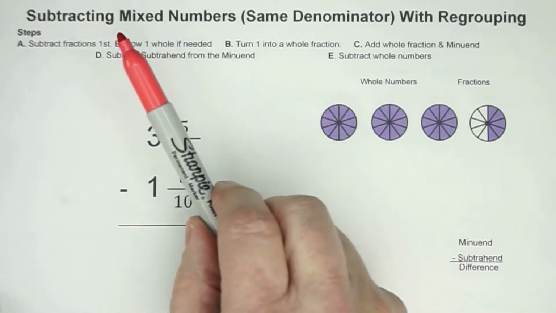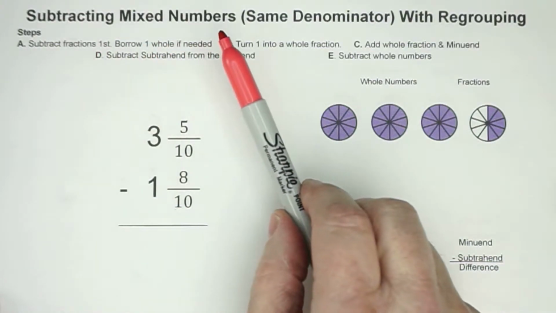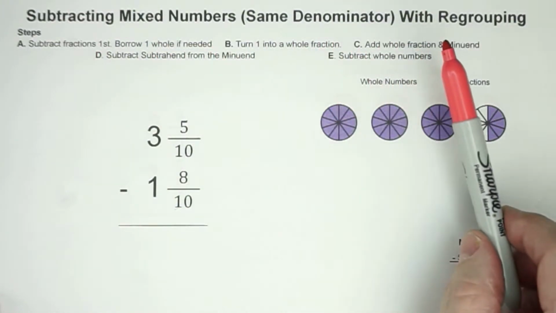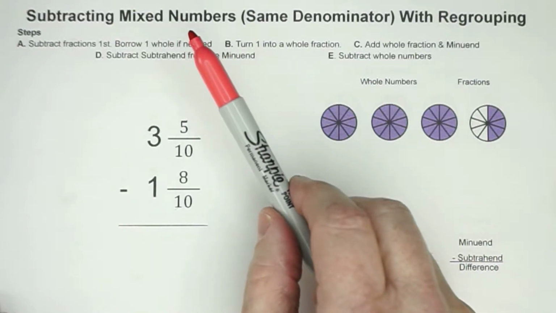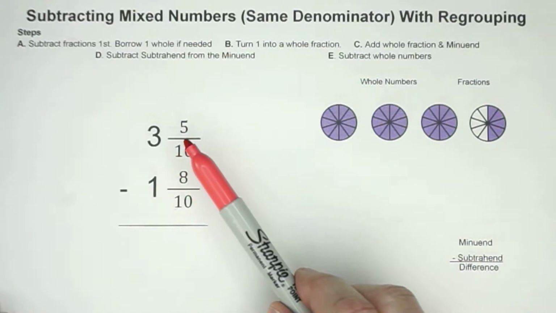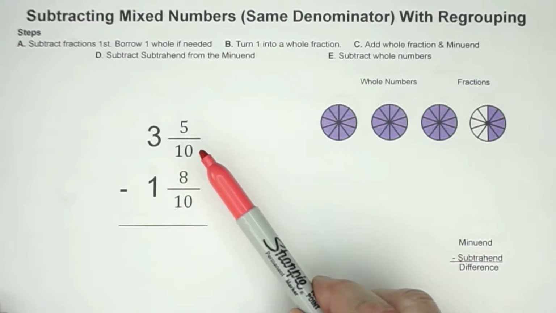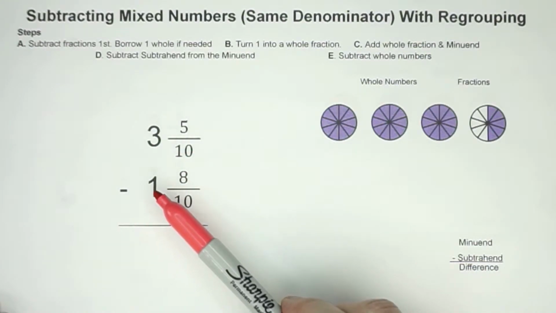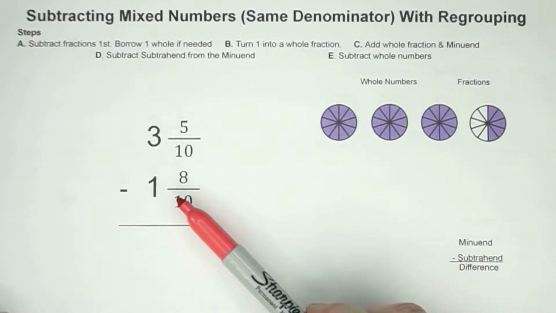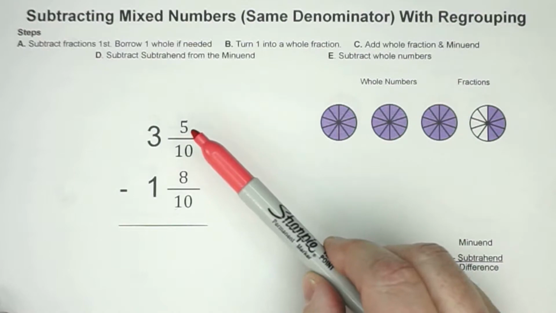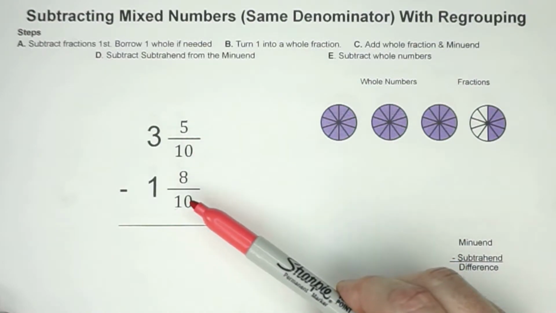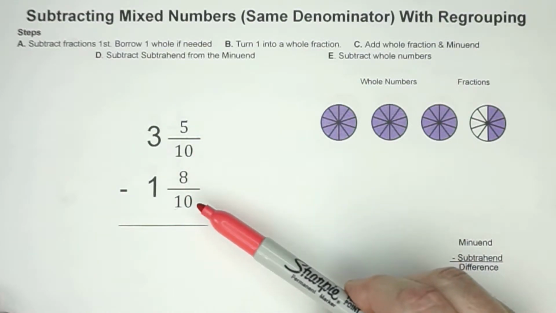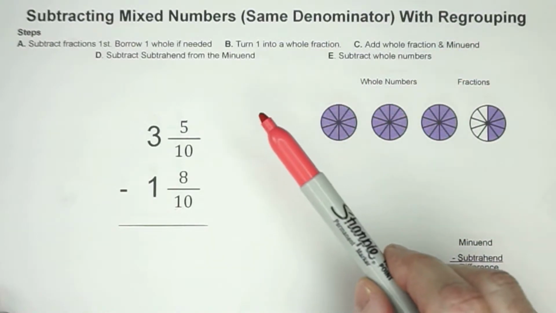Our lesson today is on subtracting mixed numbers with the same denominator with regrouping. So mixed numbers are numbers like 3 and 5/10. That's a mixed number because it has a whole number and a fraction. And the 1 and 8/10 is also a mixed number because it has a whole number and a fraction. Same denominator means when we look at our fractions, the 10 is the denominator, and you can see that they're the same. And regrouping, we'll get to that in a second.